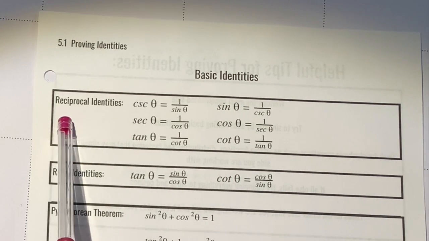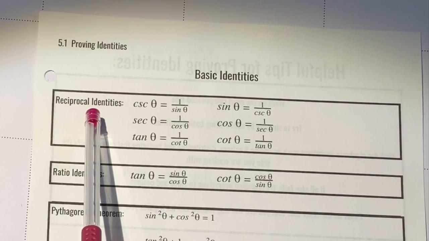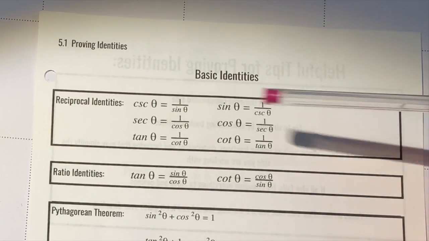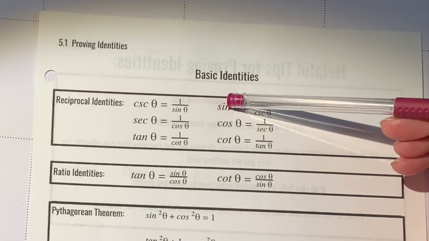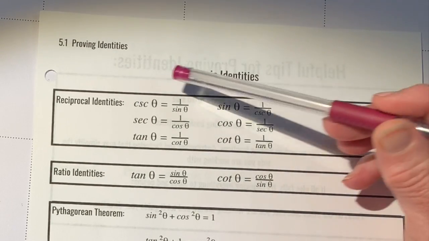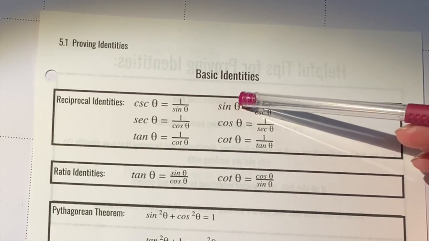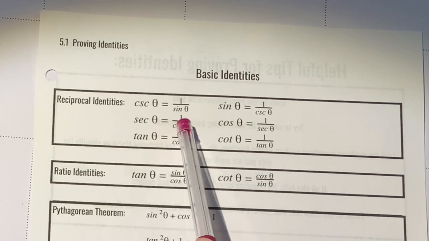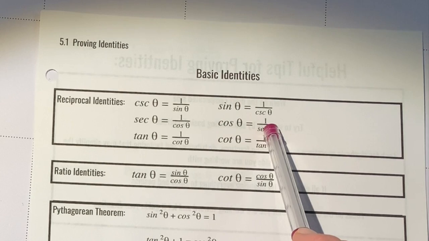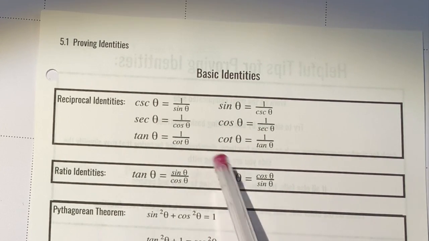So just to refresh, reciprocal identities are exactly what they say, reciprocal. So remember, cosecant is the reciprocal of sine. Sine is the reciprocal of cosecant. So we can write cosecant theta as 1 divided by sine theta, and sine theta is 1 divided by cosecant theta. Secant is 1 over cosine. Cosine is 1 over secant. So secant and cosine are reciprocals of each other, as are tangent and cotangent.